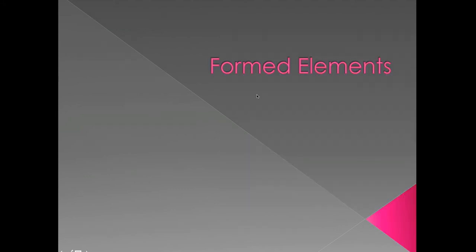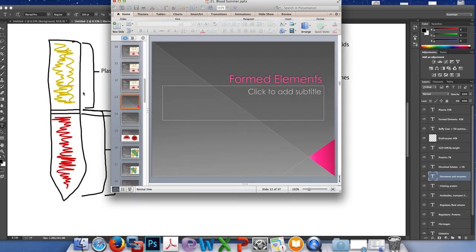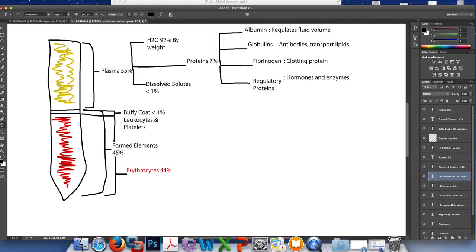All right, so that takes care of our plasma. Now we're going to move on to the formed elements. If you remember, if we look here, our formed elements make up 45% of the overall blood volume. And the formed elements are composed of leukocytes and platelets, which are in the buffy coat, and then erythrocytes. Erythrocytes, again, making up the majority of the formed elements, but 44% of the overall volume of blood.